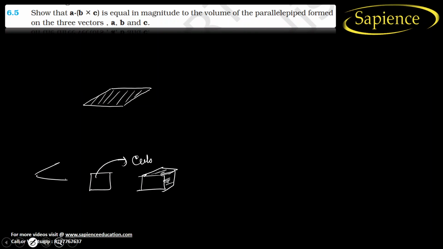In the same way, in a parallelogram, what happens? We have to create it the same way. Let us consider this is a third vector. This is vector b, this is vector c, and this is vector a. So due to these vectors, we can make a parallelepiped like this. We have to find the volume, right? As per the question, they are asking to show that A dot B cross C is equal to the magnitude of the volume.